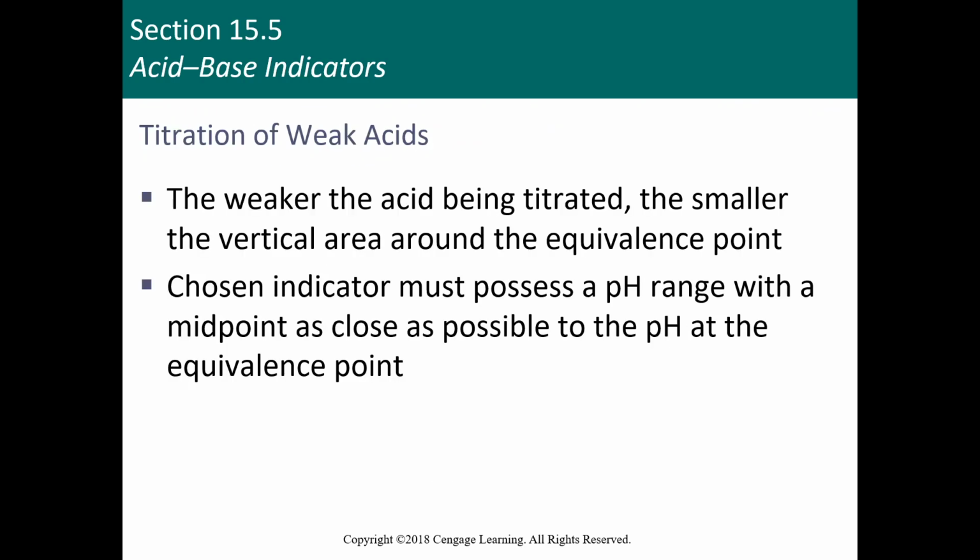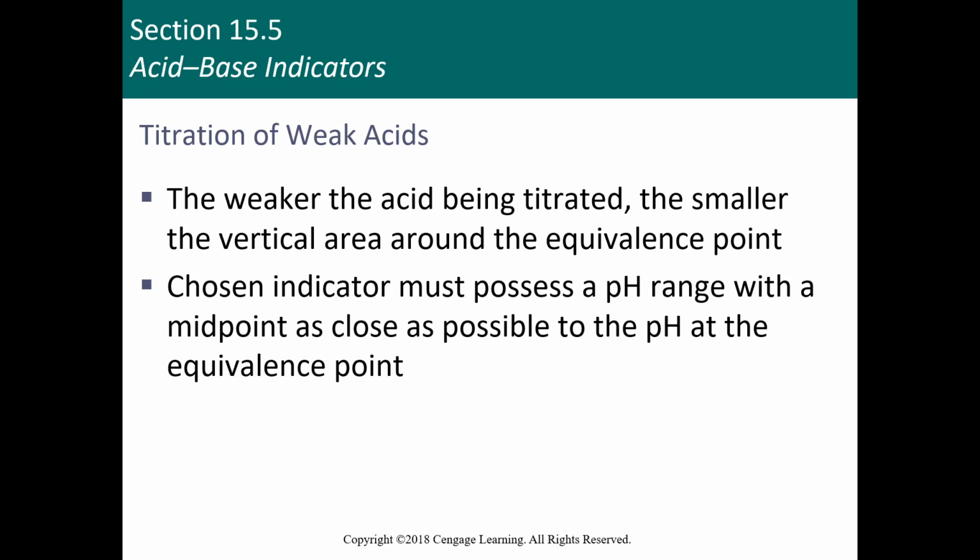Now, the weaker the acid being titrated, the smaller the vertical area around the equivalence point. You may remember that graph we used with the different Kas for weak acids. That equivalence point region, where it was rapidly climbing in pH, got smaller and smaller, until at 10 to the negative 10-ish, it was almost nothing.